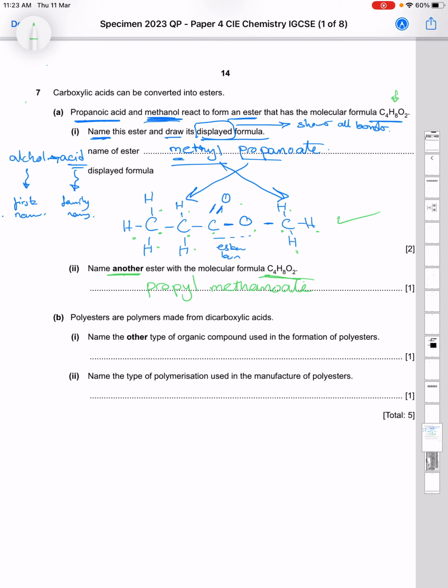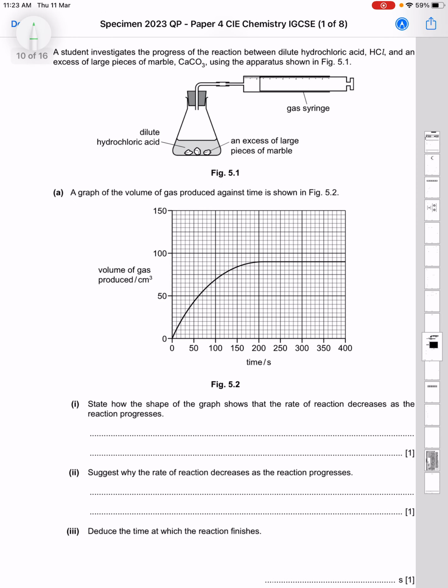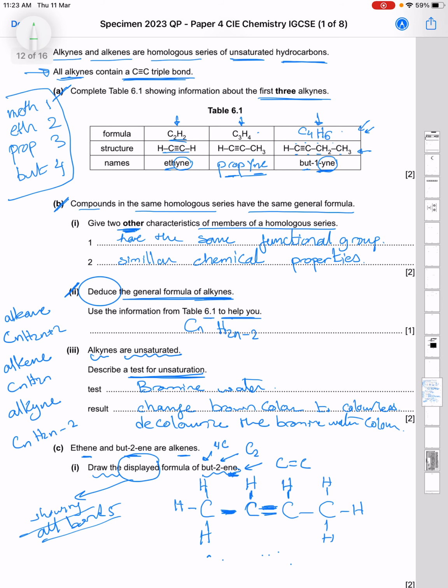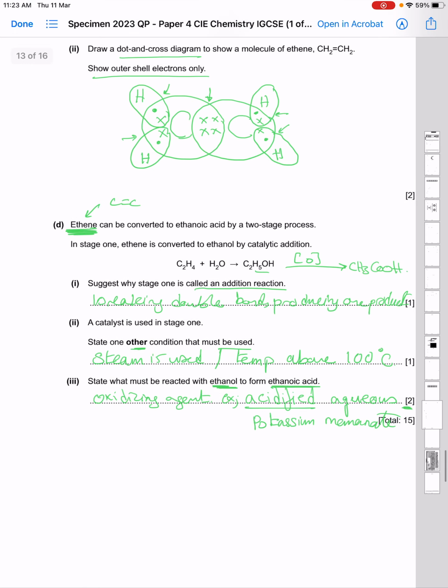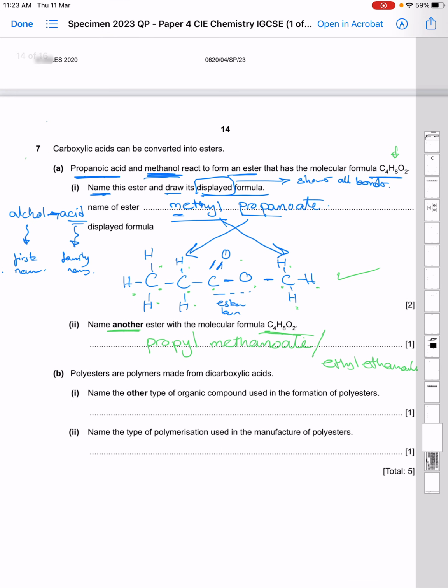Now, can I write something like ethyl ethanoate? It still has the same 4 carbon and the same molecular formula, right? So yes, we can do this. We can also name the other ester ethyl ethanoate, as long as it has the same number of carbon, which it does, the same number of hydrogen, same number of oxygen.